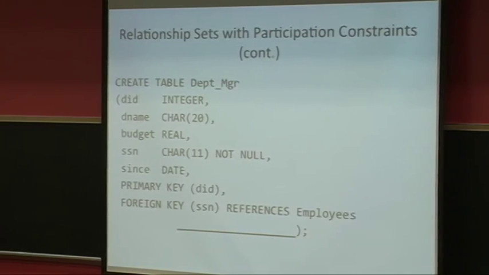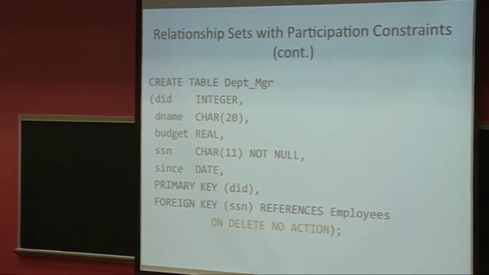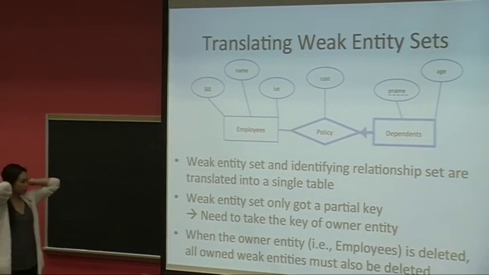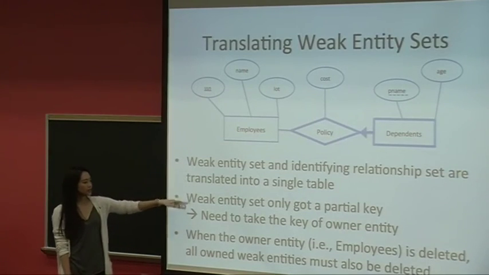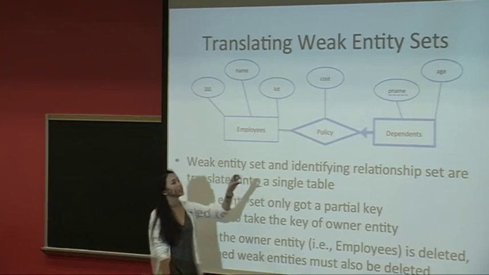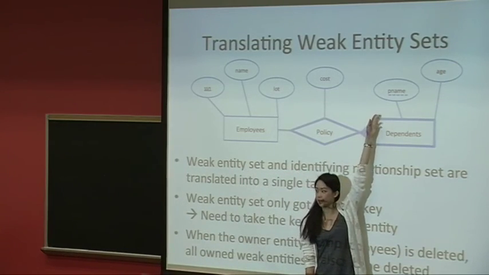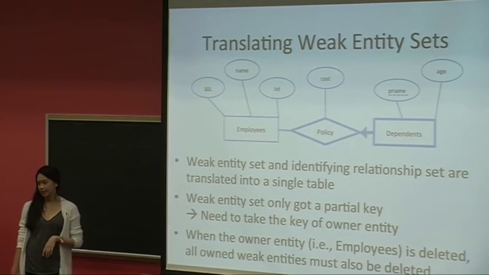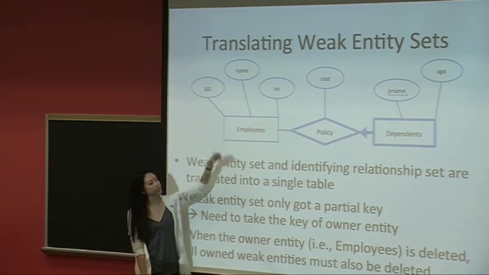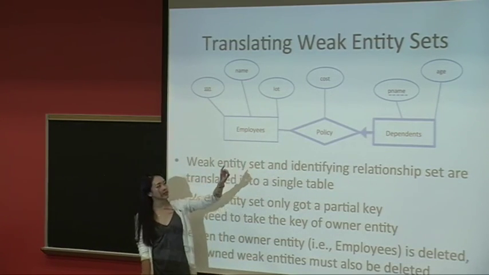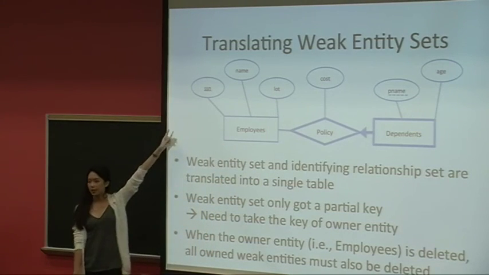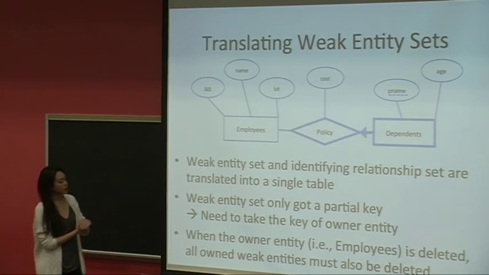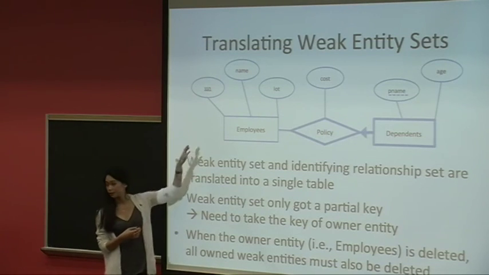Okay, so let's take a look at what will happen for weak entity. If we recall, let's ignore this part first. A weak entity set only has a partial key, right? The partial key is denoted by the dashed line, and we need to take the key of the owner entity. Employee is the owner entity. So to identify which dependent it is, not only does it have to look at the P name, but it also has to look at the primary key of the employee.